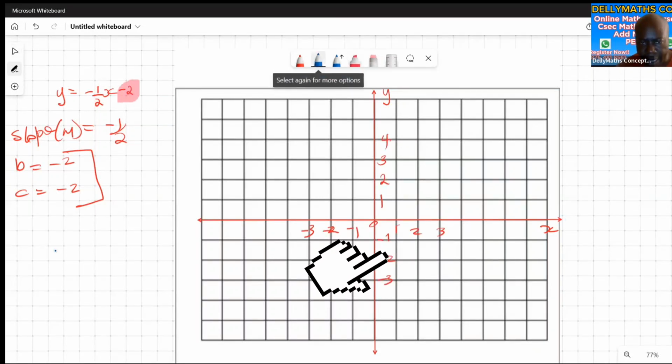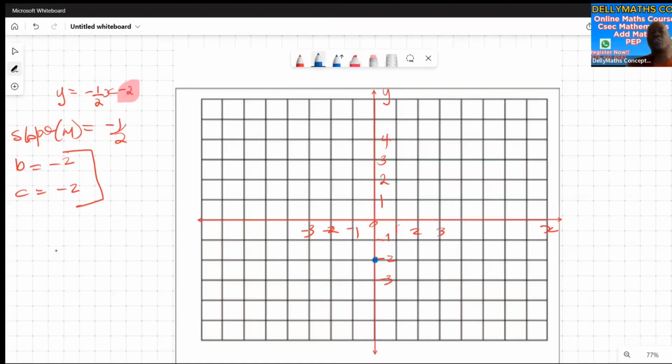So let's mark that spot right here. It crosses it at negative 2. So here is the deal. It crosses it at negative 2. And then from this, I'm going to use the slope to get the next point. But if you do notice, this is actually a negative slope.